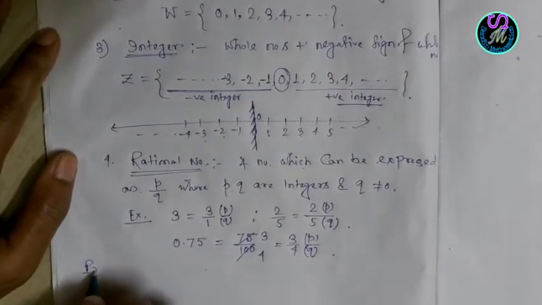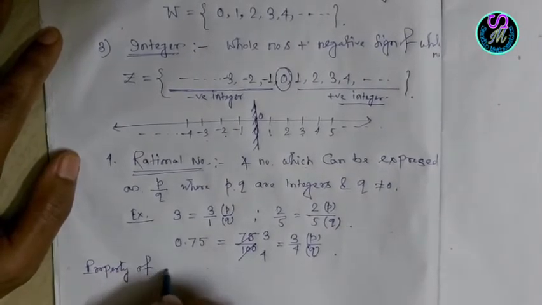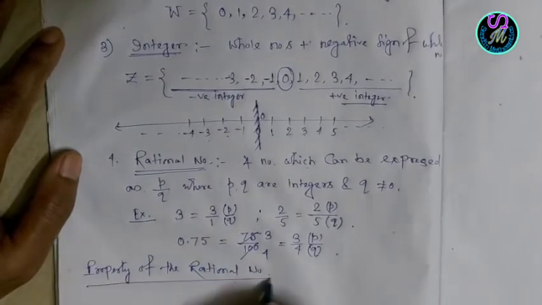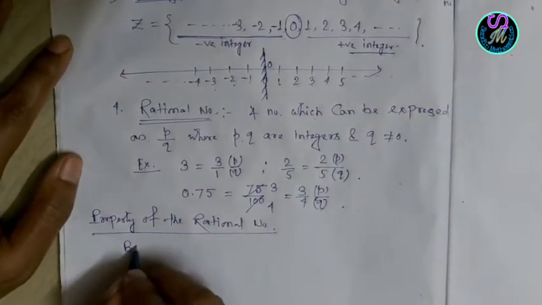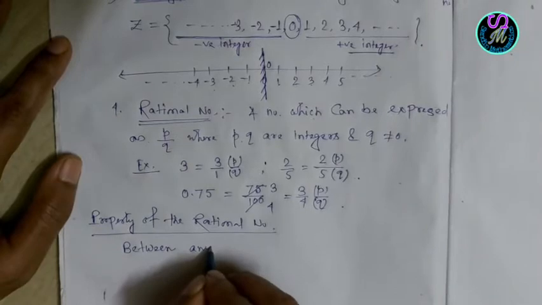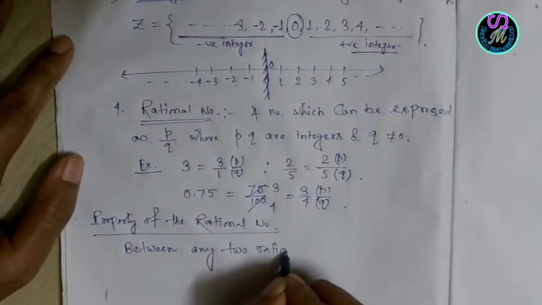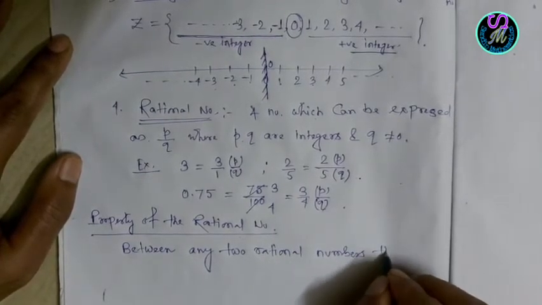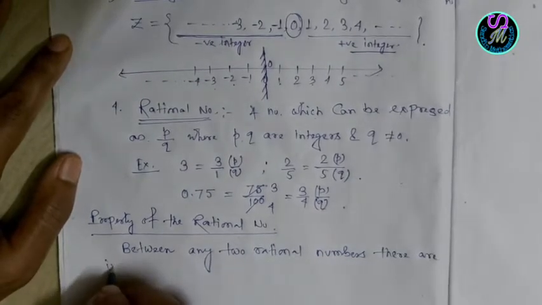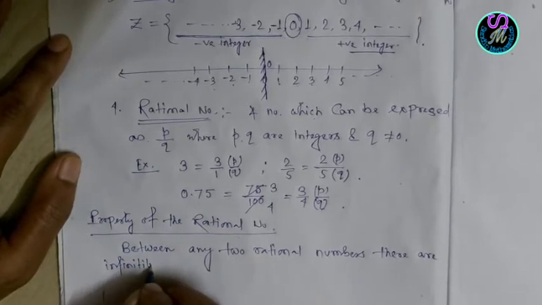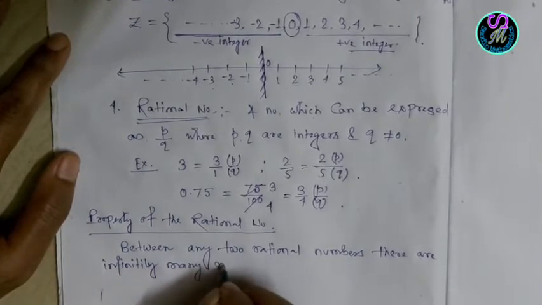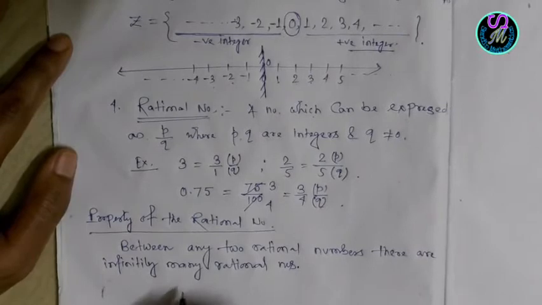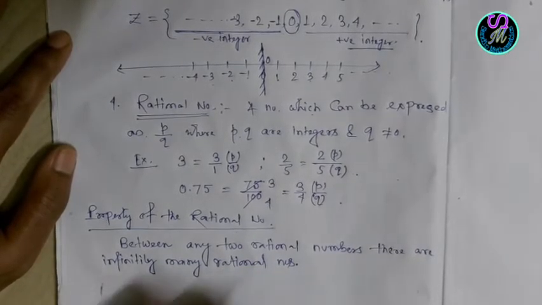Now, one property of rational numbers. Between any two rational numbers, there are infinitely many rational numbers. That means between any two rational numbers, you will find many rational numbers.